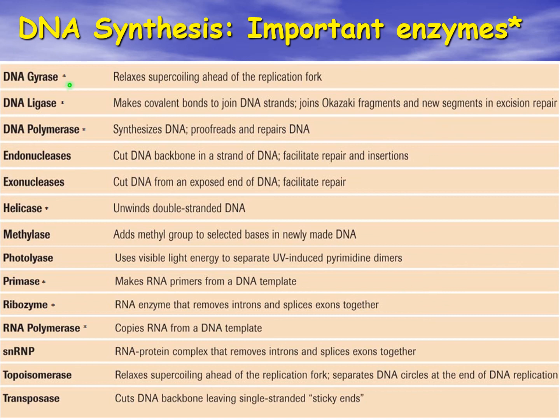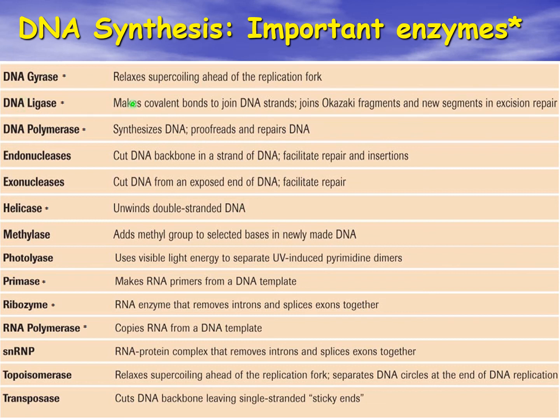First of all, DNA gyrase. DNA gyrase, also known as a topoisomerase, relaxes the supercoiling ahead of the split known as the replication fork. Basically, what DNA gyrase does is it untwists the double helix, laying down the parallel strands of DNA kind of like a railroad track. Helicase is what actually unzips the double-stranded DNA. So while this says it unwinds the double-stranded DNA, helicase literally separates the 2 strands at the replication fork.